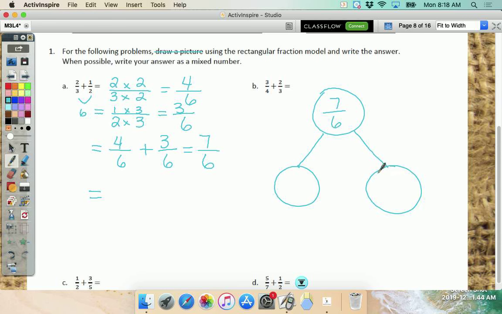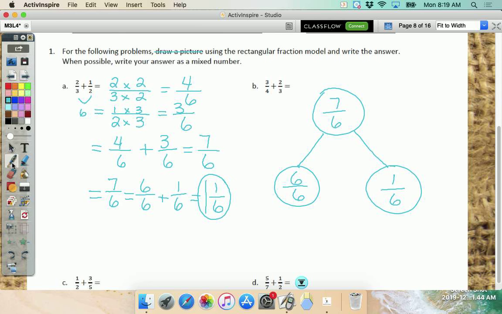Okay? All right, so Diana, how much would 1 whole be if I take it out? How many sixths? 6/6. Okay. And how many are left over? Okay. So that's what we're going to write. 7/6 equals 6/6 plus 1/6 equals 1 1/6. Okay. And that's my answer that I need to circle. How are we doing? Okay.